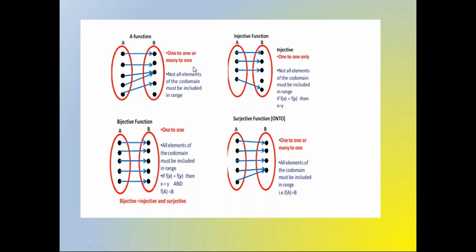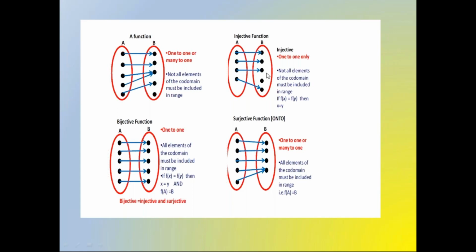Therefore, it is a simple function: one-to-one and many-to-one. For a one-to-one, all the elements of the set A must be related to some of the elements of B, and if one or more elements in the set A are correlated to the set B, then we may call it one-to-one and many-to-one.